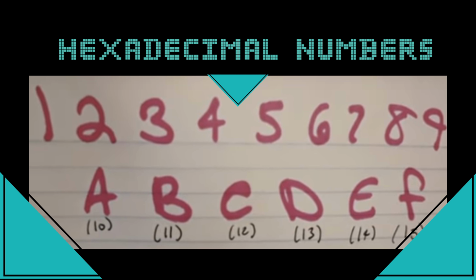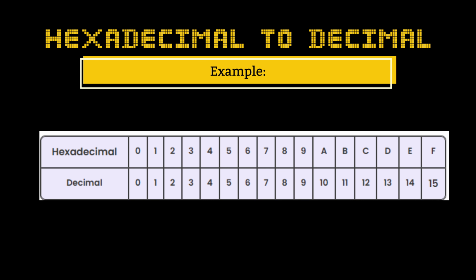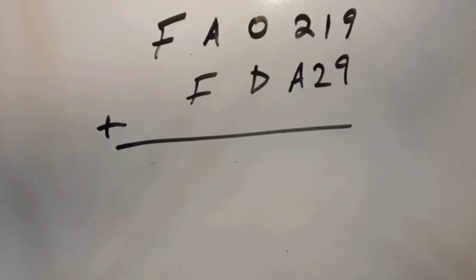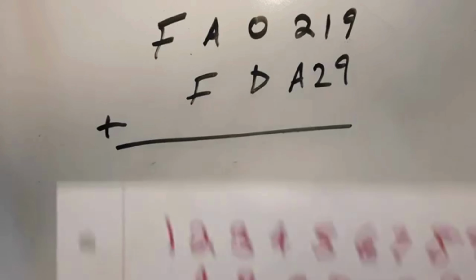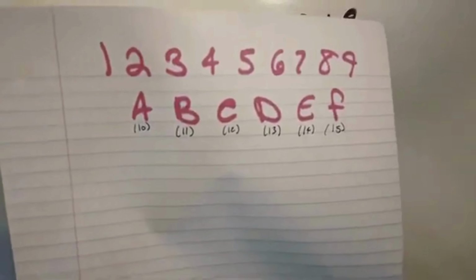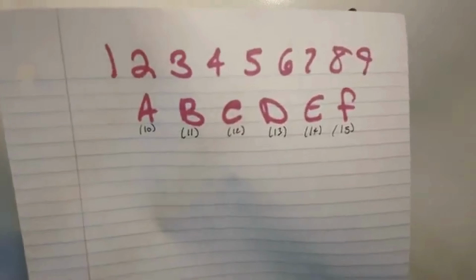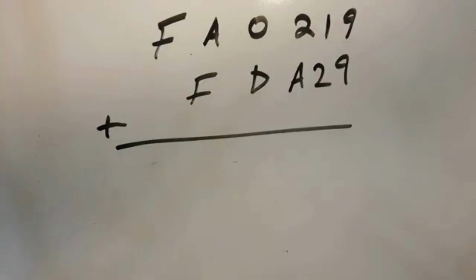We will now proceed to adding and subtracting hexadecimal part, hexadecimal addition. In this case, once you go above 9, which is 10, it'll count as 10 is equals to A. Look at the sample shown. We'll try to decipher the equation. FA0219 plus FDA29. You have 1 through 9 and A is equal to 10, all the way to F, which is 15.